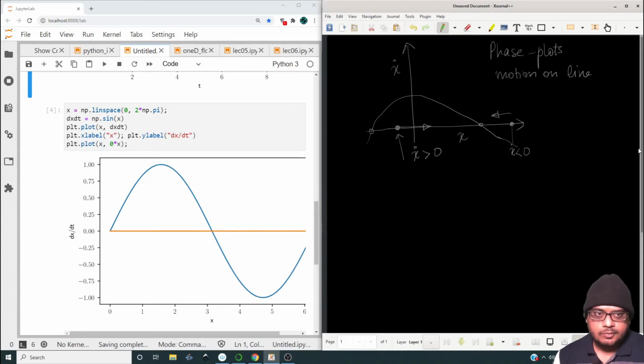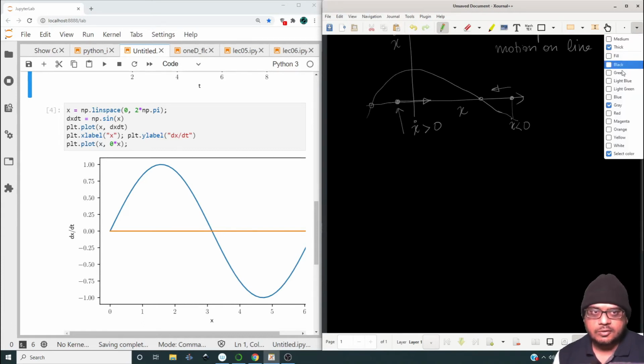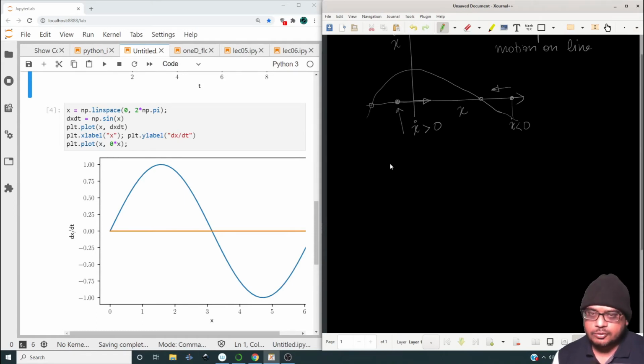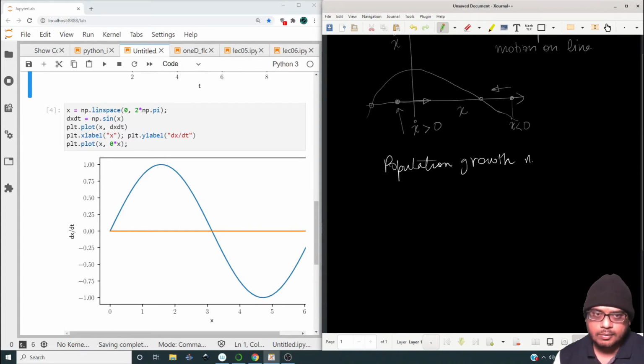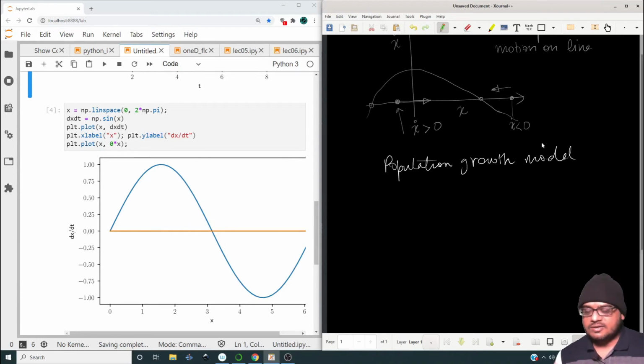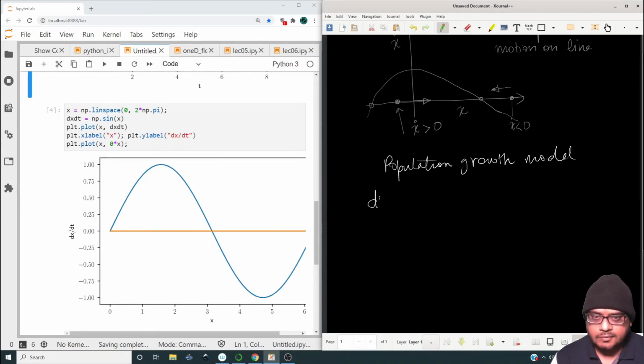So let us move forward to what is called the population growth model. It is also called the logistic equation. In this equation, we are trying to model how a population grows. So consider the following equation: dN/dt is equal to some rate constant times N.